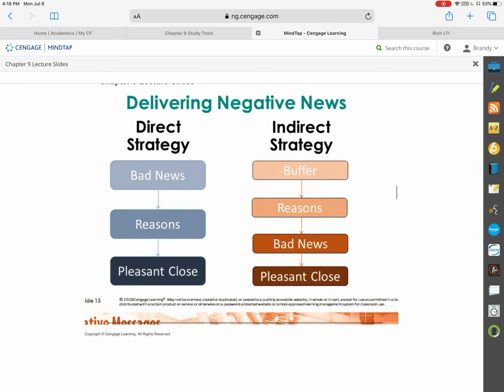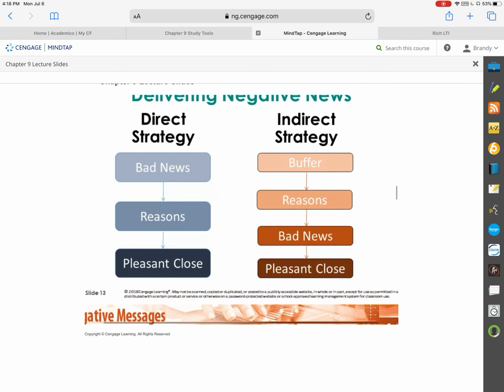So here's what the two look like. I love this infographic. It really helps you visualize the difference in direct and indirect strategy. With direct strategy, you simply do what we've been doing. You come right out, you give the bad news, then you list the reasons, and then you have a nice, pleasant closing that's going to hopefully preserve the relationship and keep things moving forward.